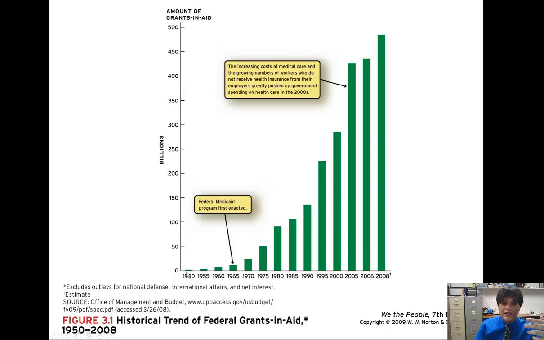And what you can see here is we started here in 1950 with the federal government not really giving a lot of money to the state governments, but it increased exponentially, and it's going to continue to grow.